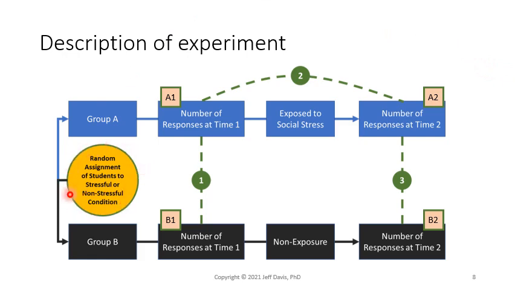Let's suppose that we already have this sample of students. Once we get that sample of students, we're going to randomly assign them to either group A or group B. So we're randomly assigning them to the group that's going to be exposed to some sort of social stress, and randomly assigning them to a group that won't be exposed to some source of social stress.